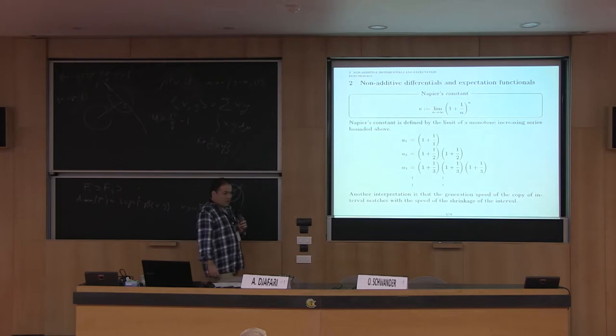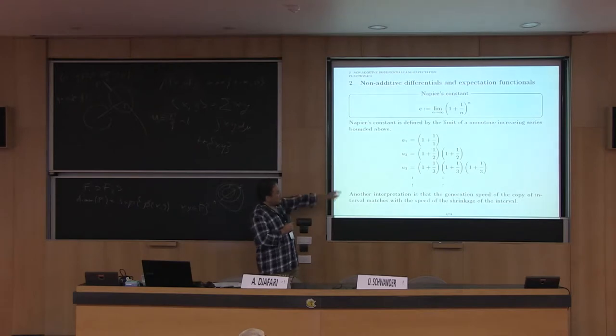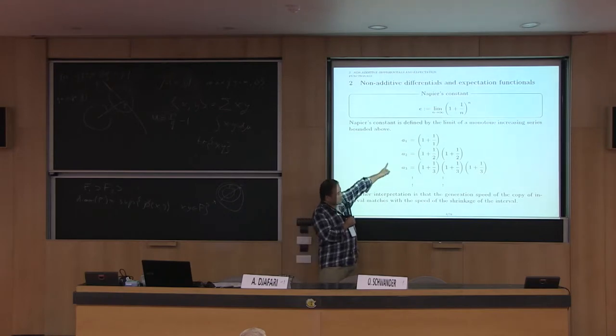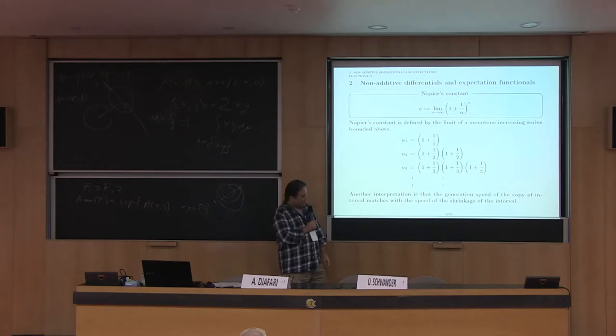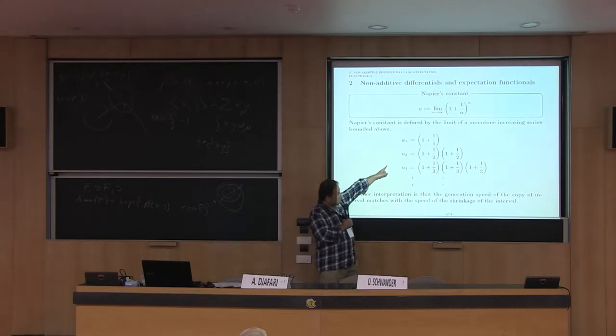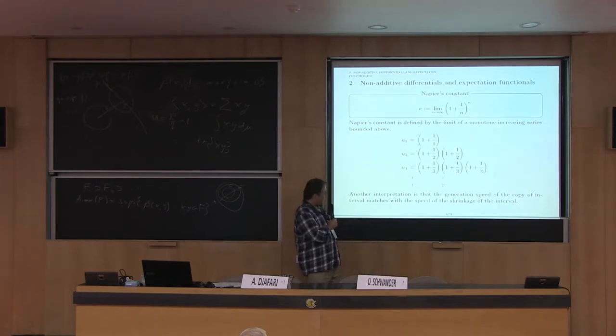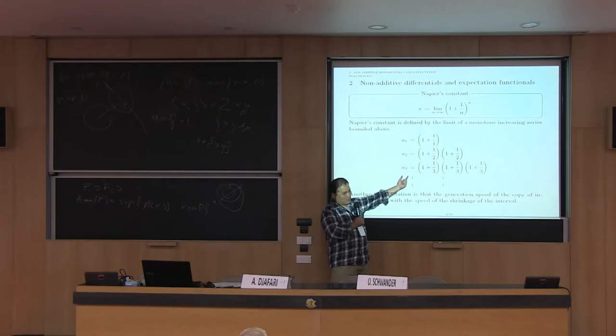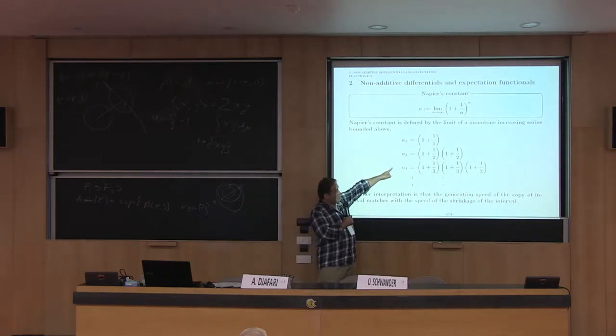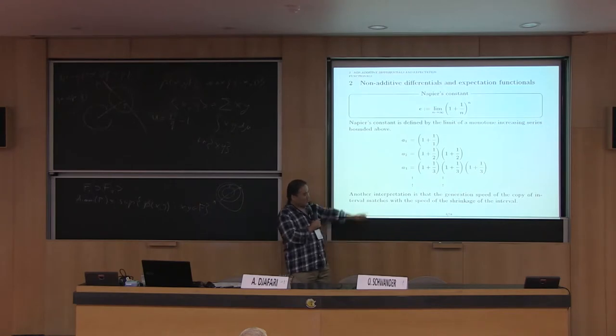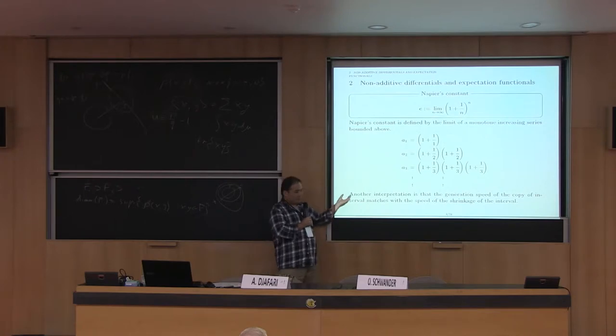Next, let us generalize expectation functionals. At first, let us recall Napier's constant. The definition is like this. Napier's constant is defined by the limit of this monotone increasing sequence. But I think this interpretation is better for geometry or statistics. Another interpretation is that the speed of generating copies of intervals matches the speed of shrinkage of intervals. So a1 equals 2, a2 equals 3 over 2 times 3 over 2, and so on. So the speed matches.